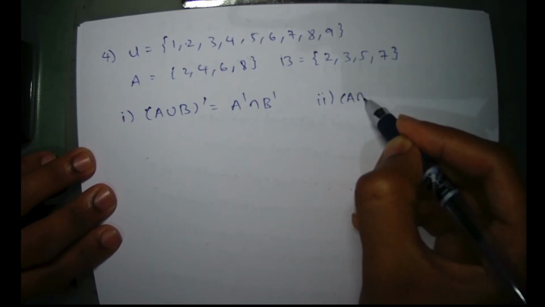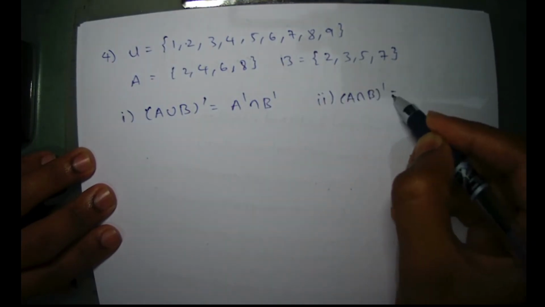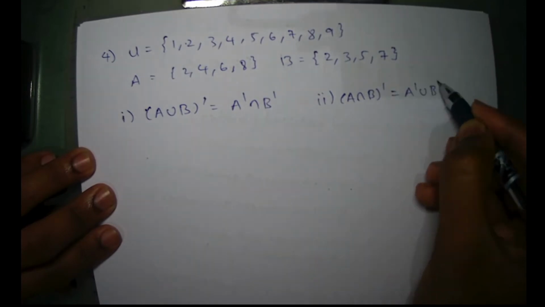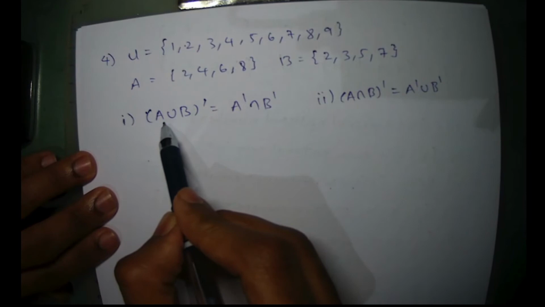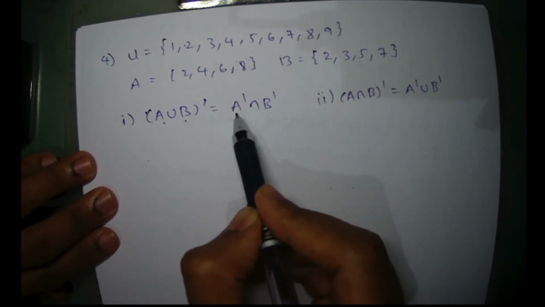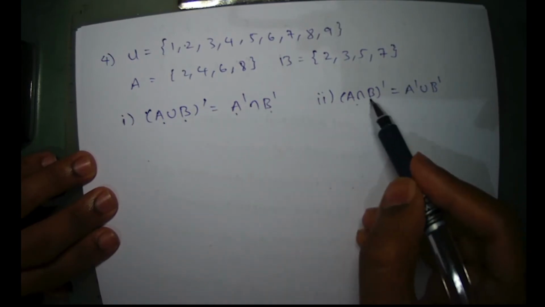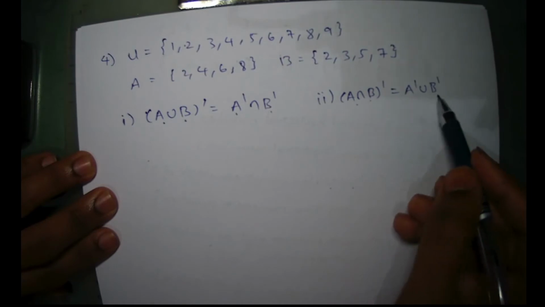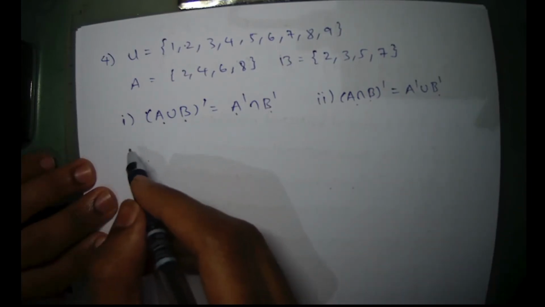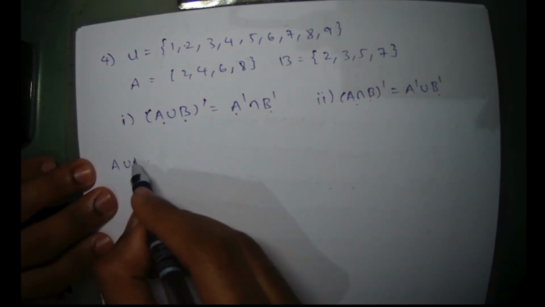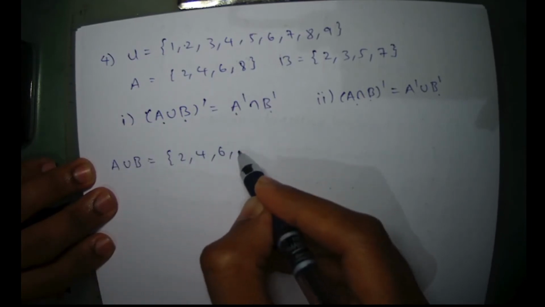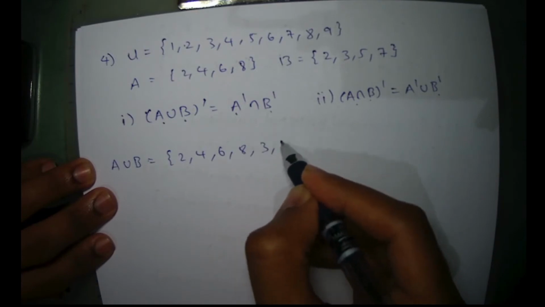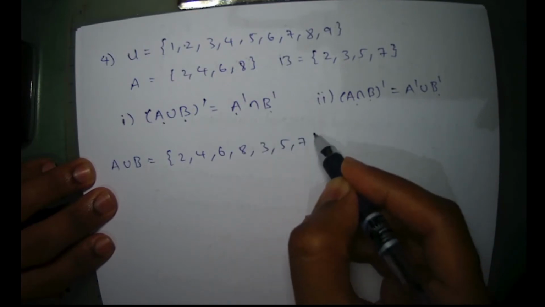and the second thing we have to verify is A intersection B dash is equal to A dash union B dash. So how do we proceed with this? First we see that we have A union B, we have A dash, we have B dash, we have A intersection B, and again A dash and B dash. So the first thing we'll have to do is find A union B, which is nothing but 2, 4, 6, 8, 3, 5 and 7.